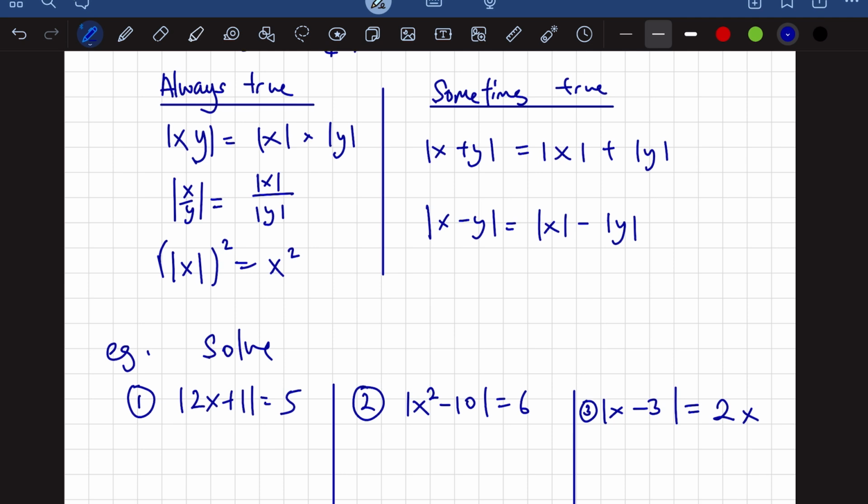Now, for some modulus rules, it is only sometimes true. For example, modulus of x plus y equals modulus x plus modulus y is not always true. There's some caveat to that. It depends on what x and y are. If x and y are negative or a mix of positive and negative, then this may not always be true. Similar to if we find the modulus of x minus y, it may not always be equal to modulus of x minus modulus of y. So take notes of that.